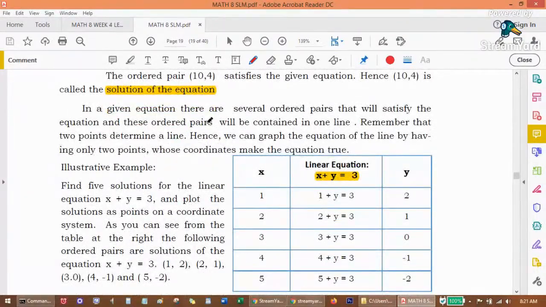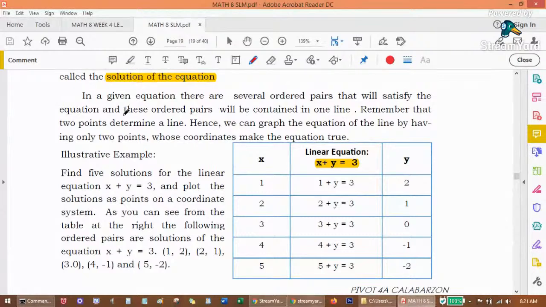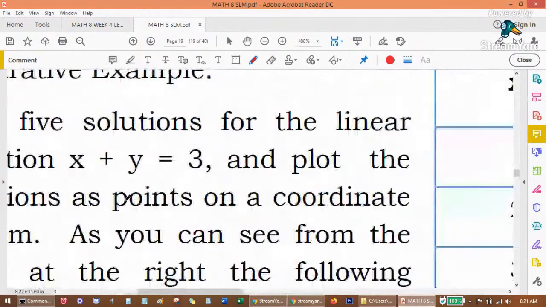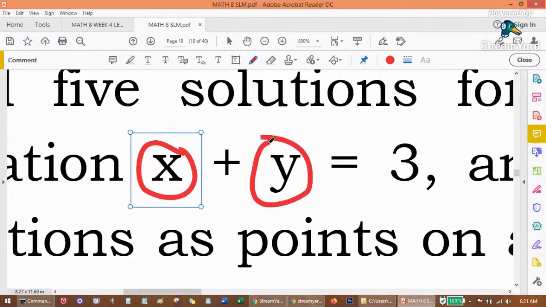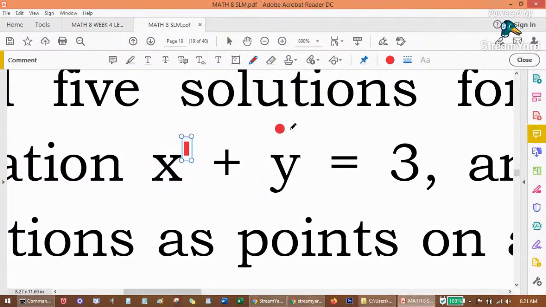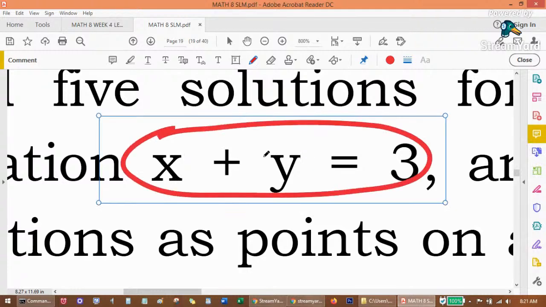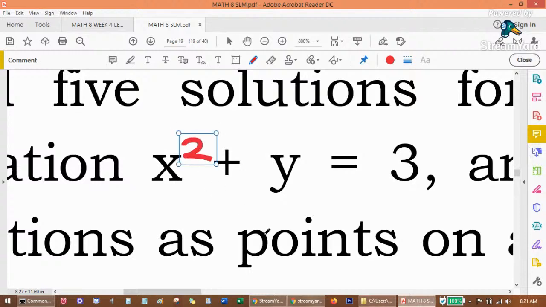Okay, so meron tayong example dito. So meron tayong linear equation in two variables. Two variables, isang x at isang y. Parehong exponent is 1. Okay, so this is a linear equation. Pag nagkaroon ng 2, that is not already a linear equation. That's a quadratic equation. Hindi na straight ang graph niya.